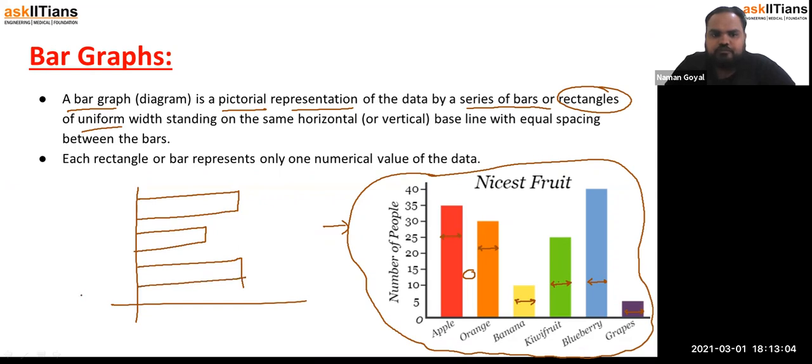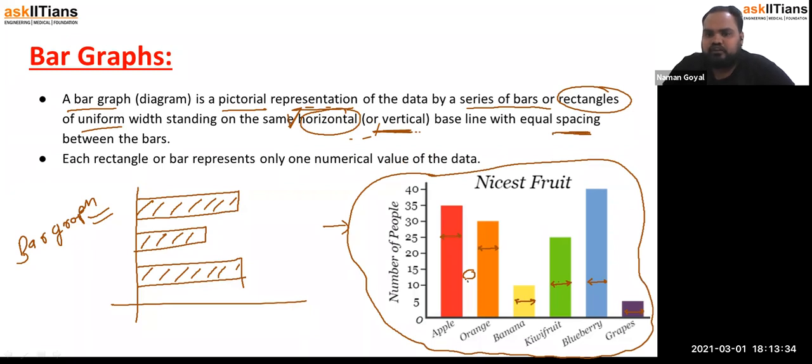If we use proper graph paper, then we can draw it neatly, right? And I drew this by free hand. That's why the width does not remain uniform. Okay. So this is also a bar graph, and this is also a bar graph. In this, the bars are standing on vertical lines, right? And in this it is on horizontal. Okay, with equal spacing. As I told you, the spacing between two bars is always equal, for every bar, each bar, right?